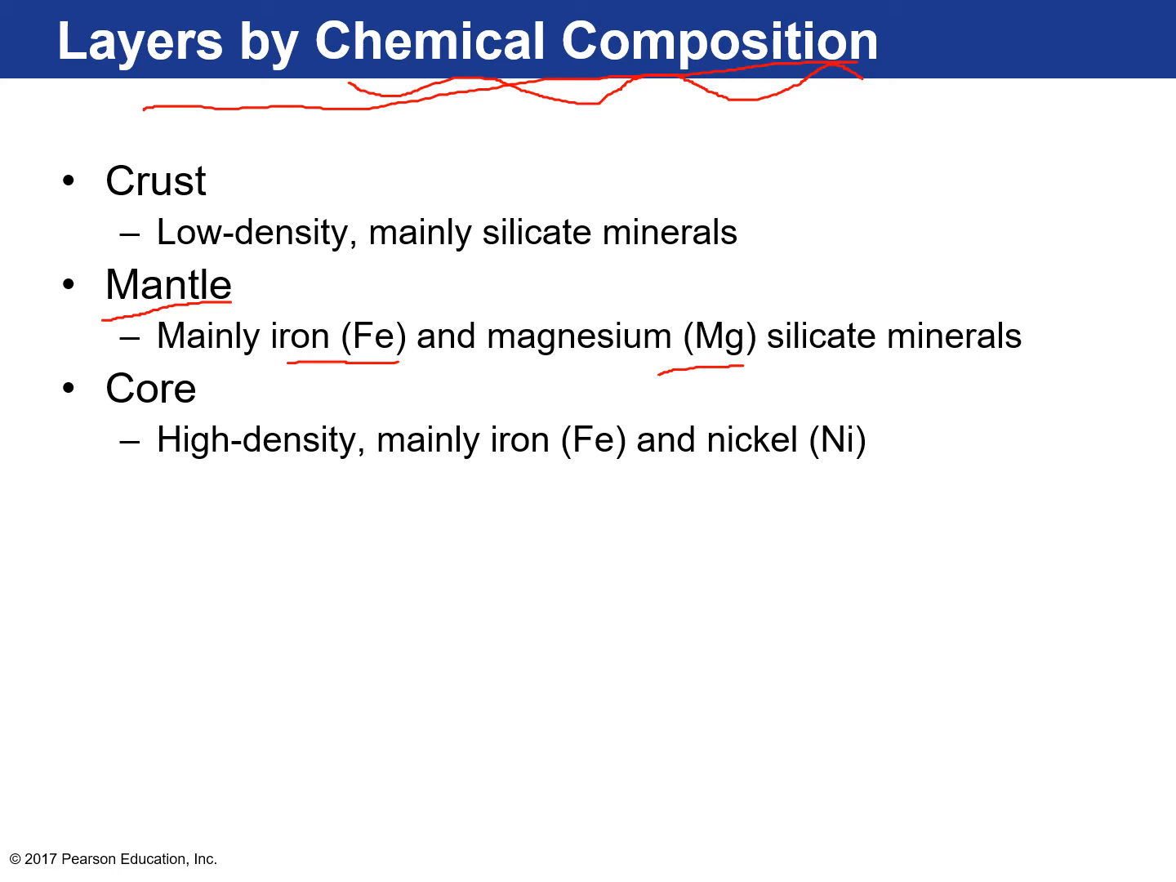So that's the distinction between mantle and crust, that there's more iron and magnesium in these rocks versus the crustal rocks. And then when you get to the core, the last layer, this is really made up of high density iron and nickel. And that's how it differentiates itself from the mantle and the crust.